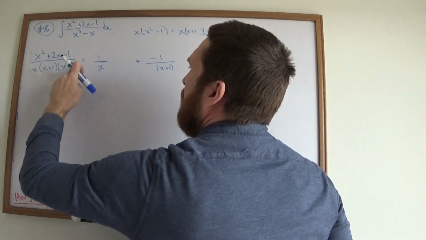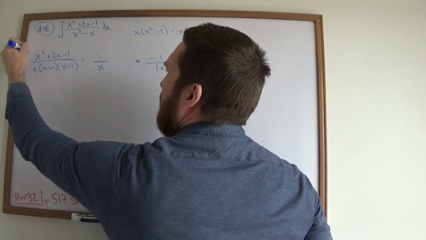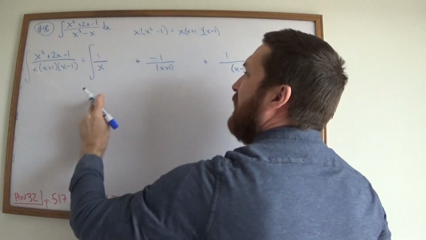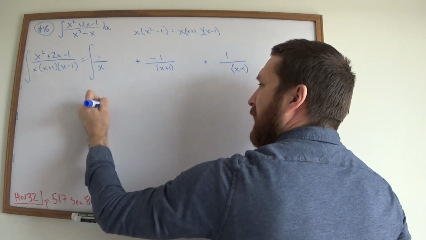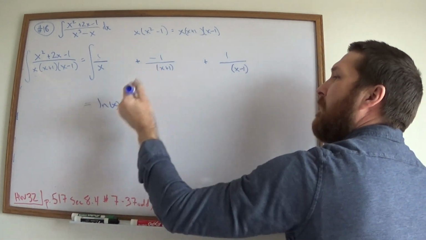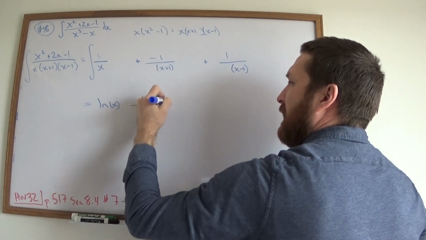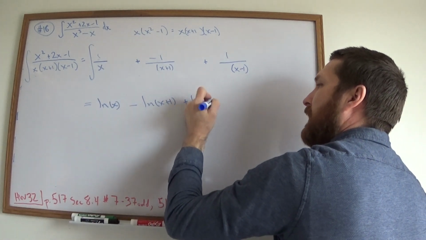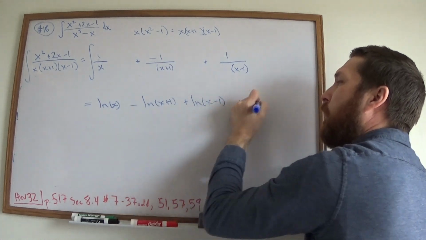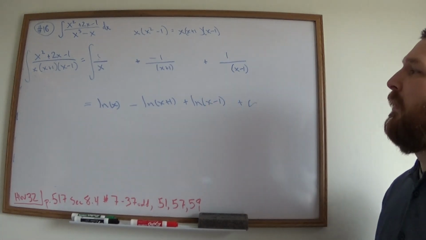So here we go. I integrate here, same thing as integrating here. What's the antiderivative of 1 over x? Log of x. And minus log of x. Minus log x plus 1, plus log of x minus 1. Whoa, there we go. Not bad.